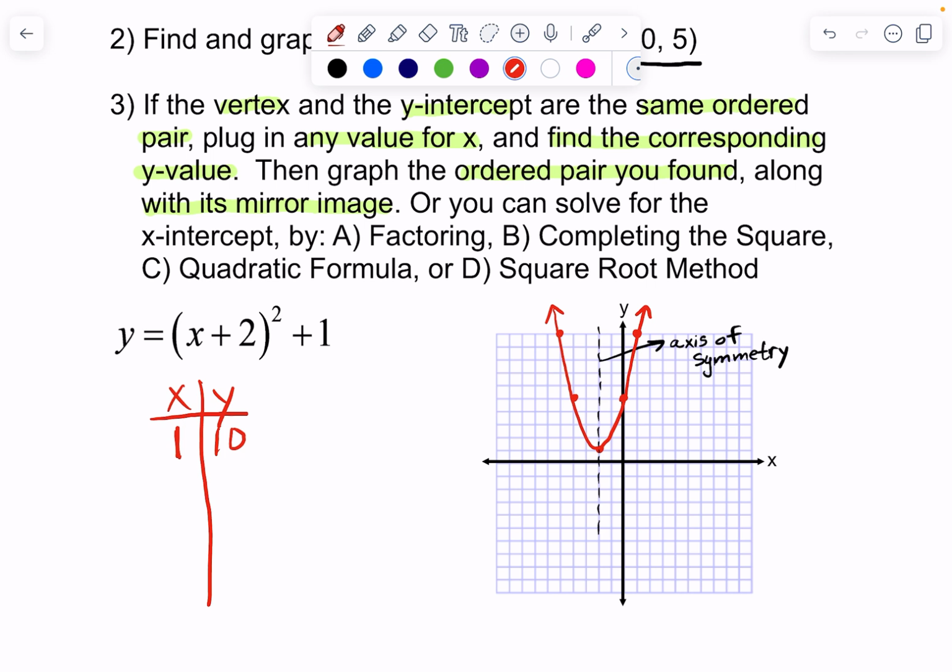And in this case, it does not cross the x-axis, so solving it would be a moot point because there are no x-intercepts. And there you have it. That's how you graph like a boss.